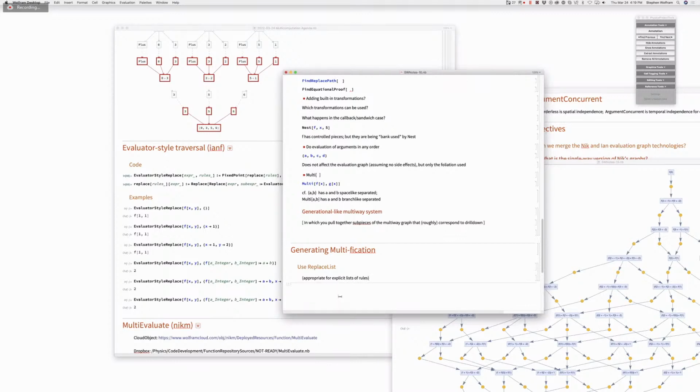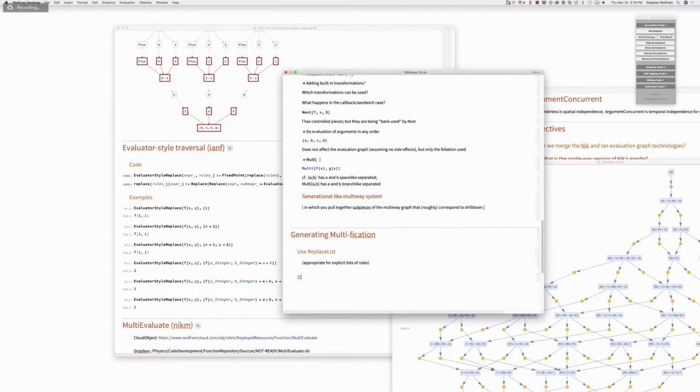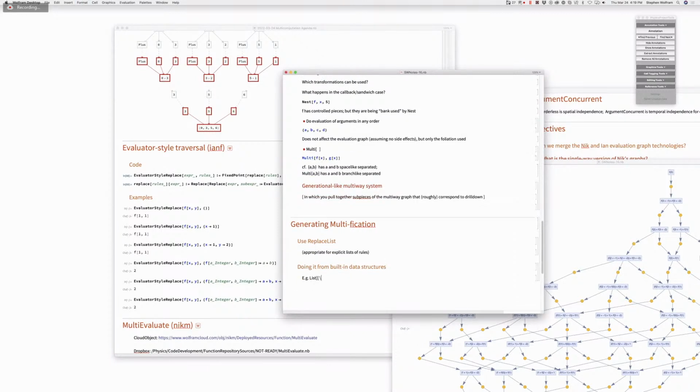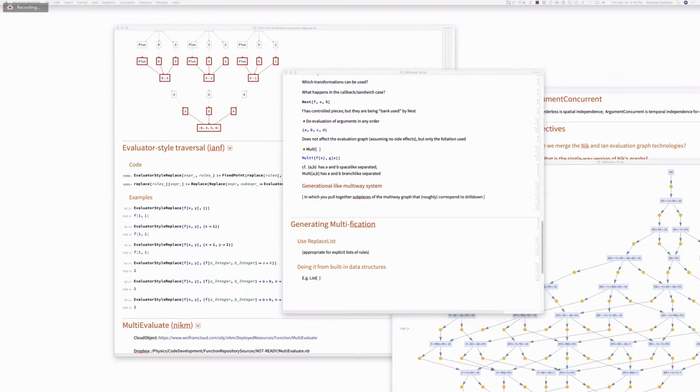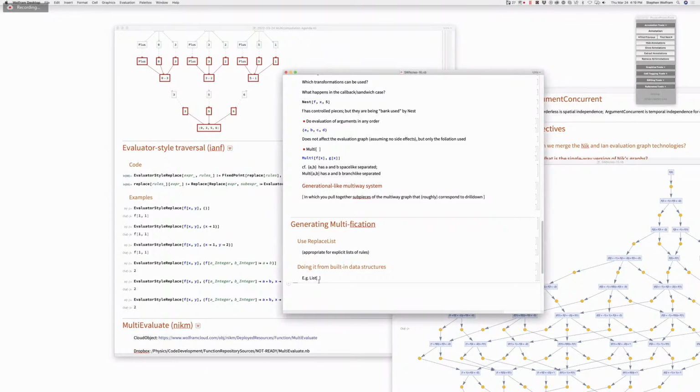Okay, the next case is that you are trying to do it from built-in data structures, e.g. a list, right? Where the multiplication is, you can evaluate the elements of the list in any order, if I'm making sense. See what I'm saying? In other words, that's a different thing. Did you understand what I'm saying? Anybody understand what I'm saying?